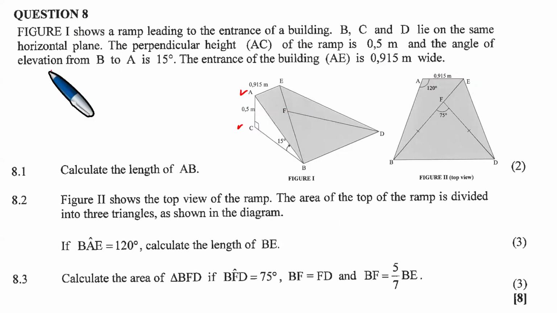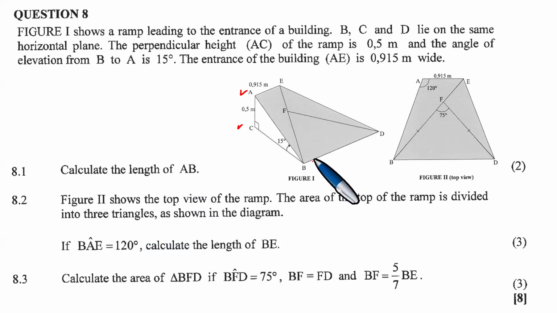0.5 meters. And the angle of elevation from B to A is 15 degrees. The entrance of the building, AE, is 0.915 meters wide. Calculate the length of AB.